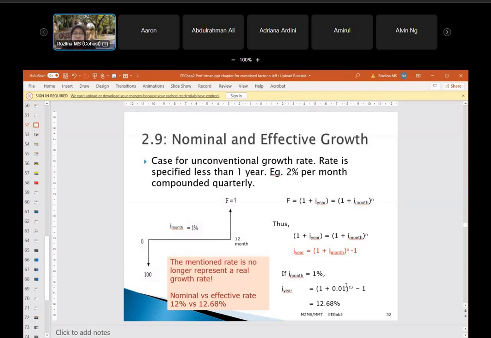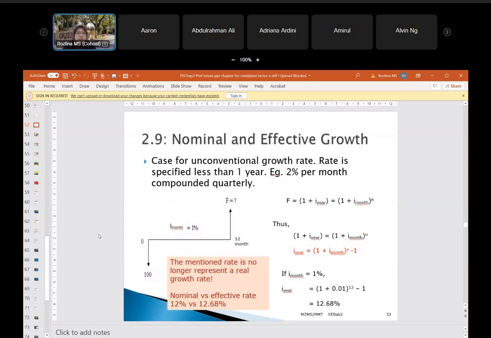Another example. Okay, this is 1%. So 1% times 12, that means 12%. But if we use the effective rate, the accumulated compounding value is different. So it becomes 12.68%. The nominal is 12%, but the effective rate is 12.68% by using this formula.